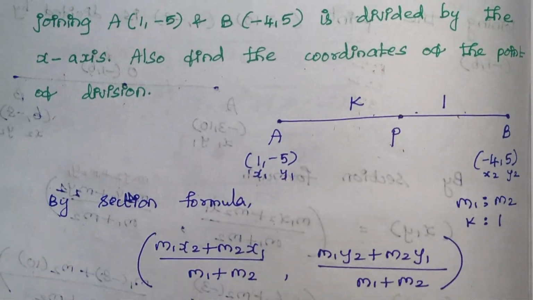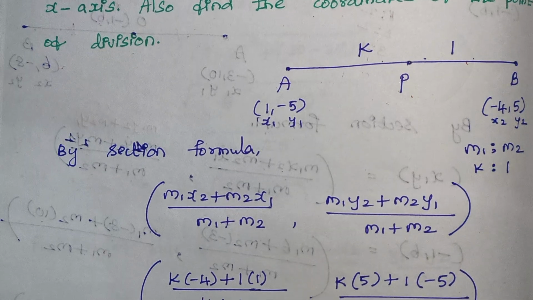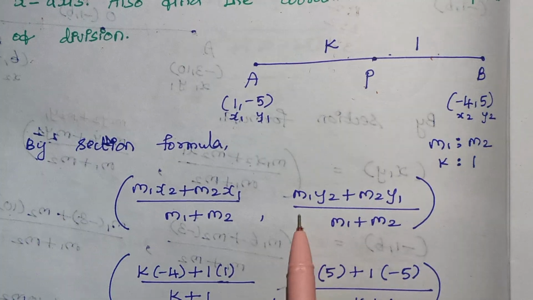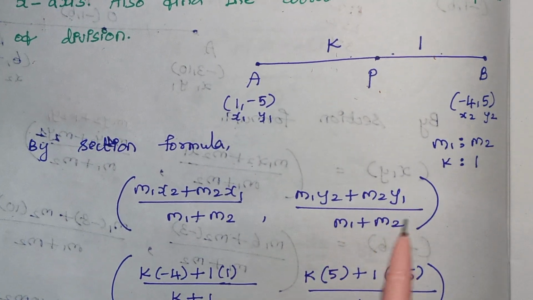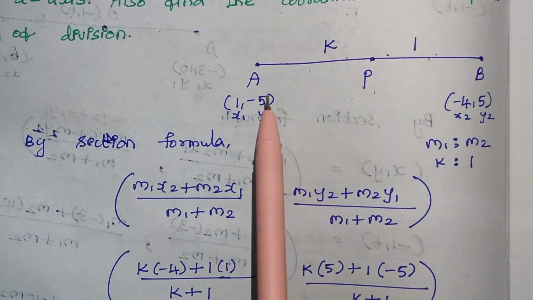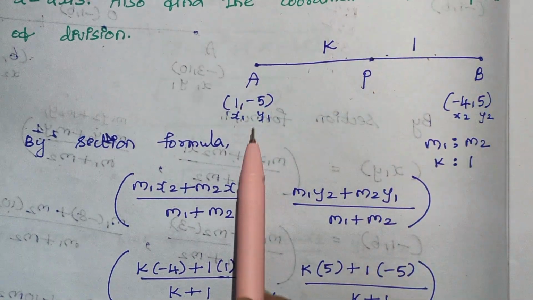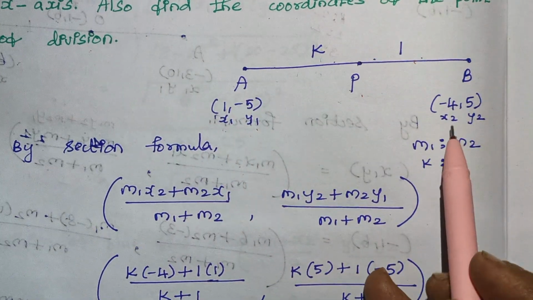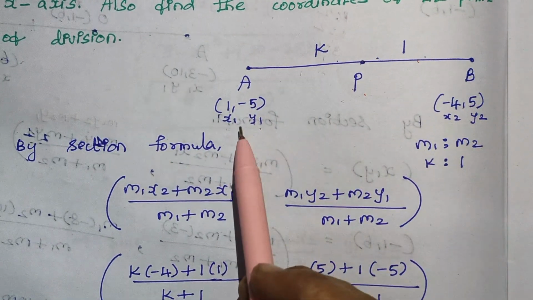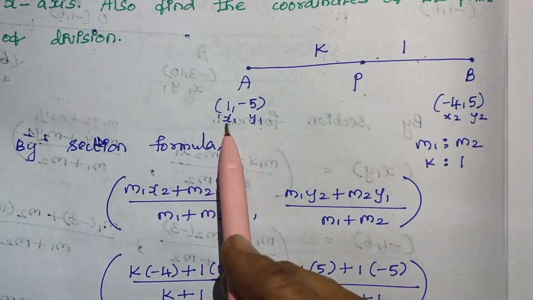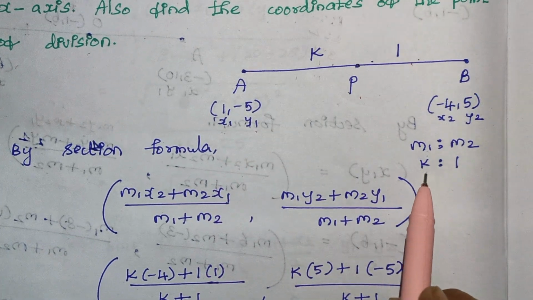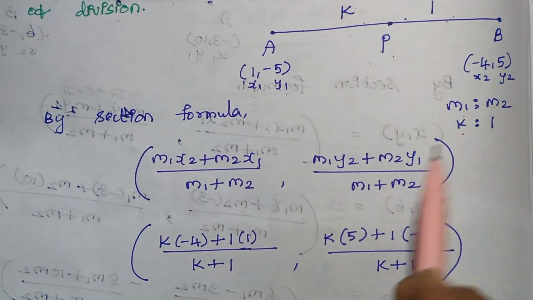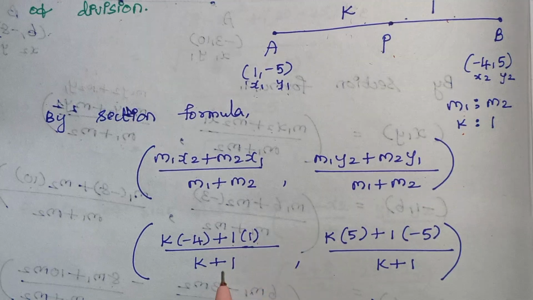In the section formula, it is given by m1 x2 plus m2 x1 divided by m1 plus m2, and here m1 y2 plus m2 y1 divided by m1 plus m2. So here for points A and B, we can take x1 y1 from A and x2 y2 from B. Now when you substitute the values, what is our m1? m1 is k here. So k into minus 4 plus m2 is 1, 1 into 1 divided by k plus 1.